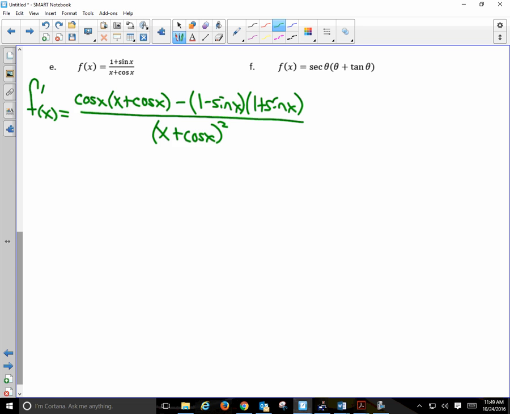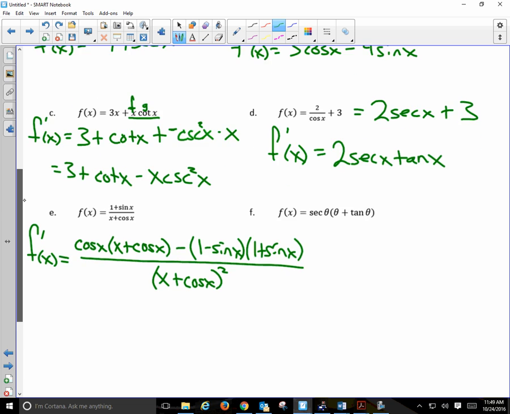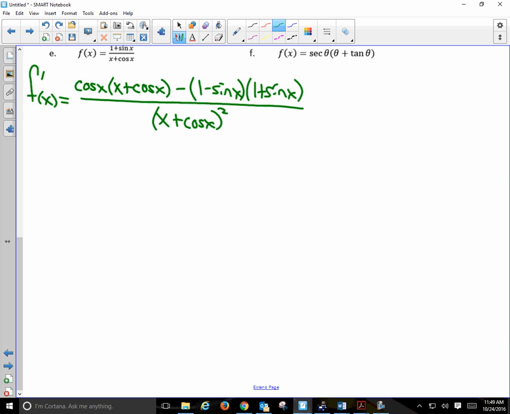What? The quotient rule? No. D, I just rewrote it. Instead of a 2 cosine, I rewrote it as 2 secant. That way it made it easy.